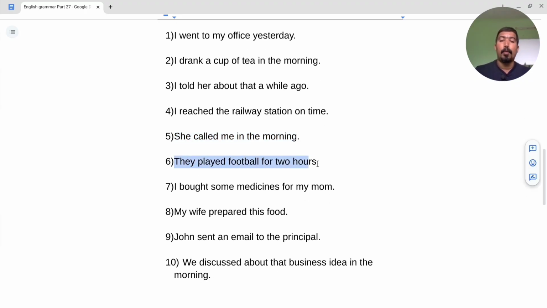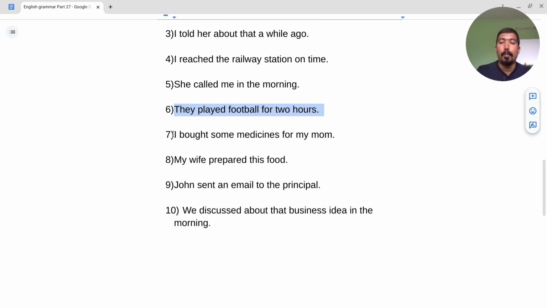They played football for 2 hours. So we can see that if it is I, we, you, they, he, she, any subject, we use the past form. They played football for 2 hours. That means what? They already completed. They did it maybe in the morning. So are they playing right now? No. They completed this action. They is the subject, played is the verb part, football is the object part. They played football. That is a completed action.